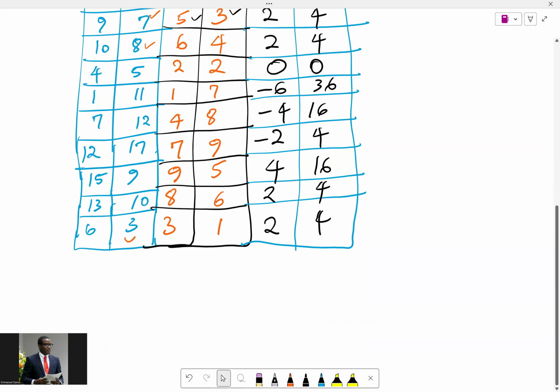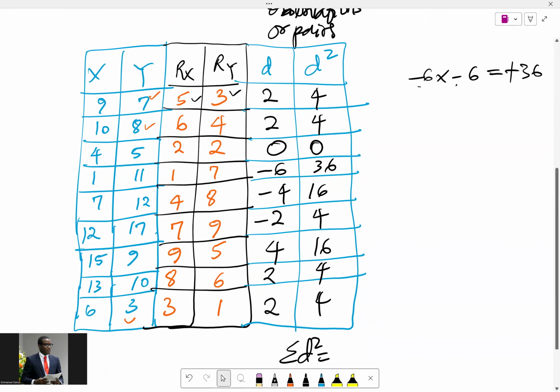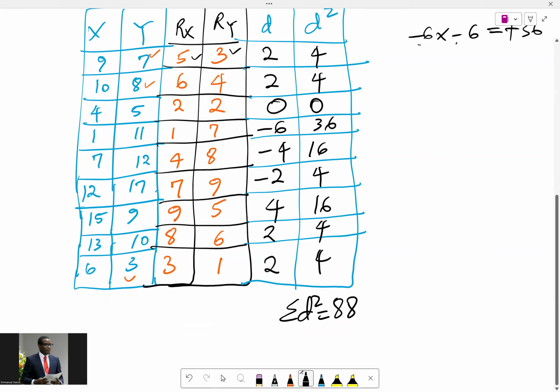So in all, we need the summation of all the squares of d. So this would be 4 plus 4, 8. 8 plus 36 is 44. 44 plus 16 is 60. 60 plus 4 is 64. 64 plus 16 again is 80. 80 plus 4 is 84, plus 4 is 88. And of course, we already know n: 1, 2, 3, 4, 5, 6, 7, 8, 9 pairs. So n is 9.